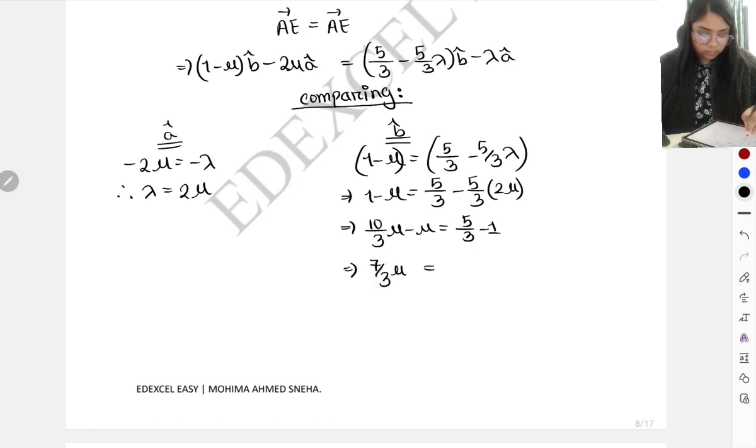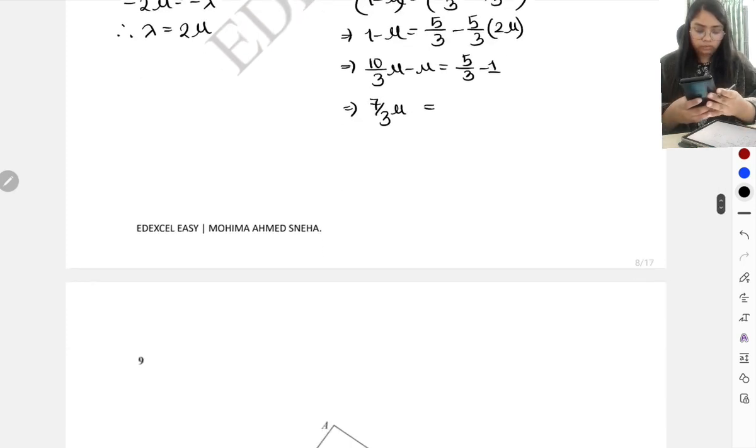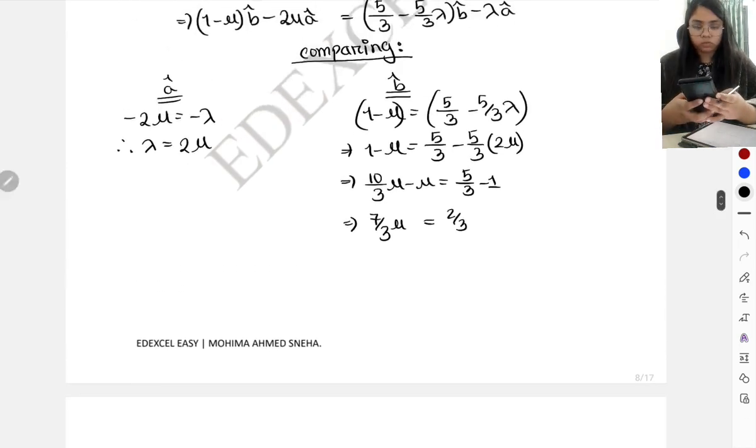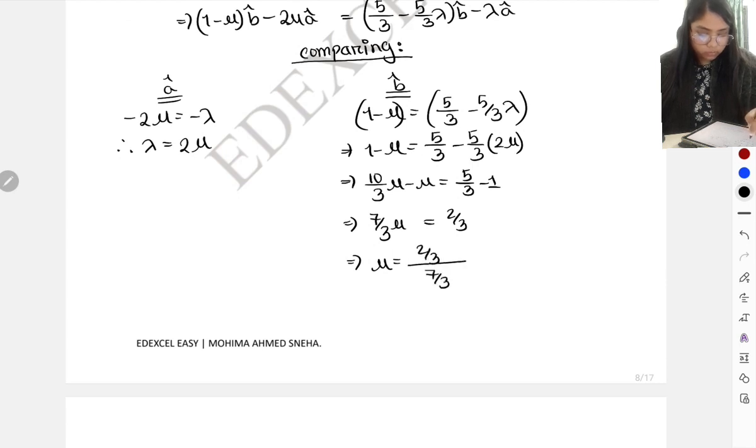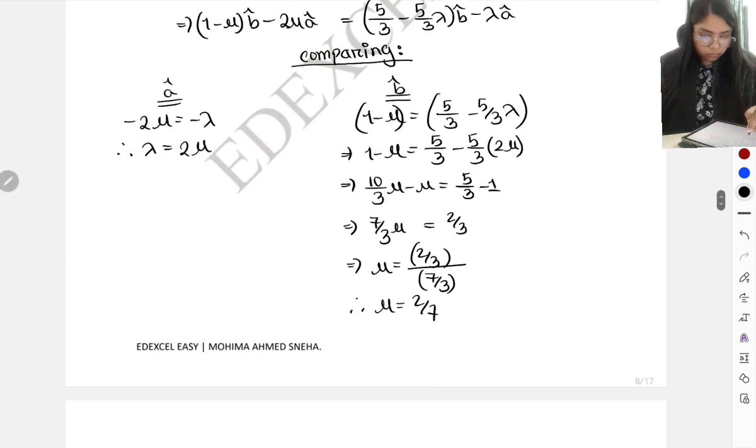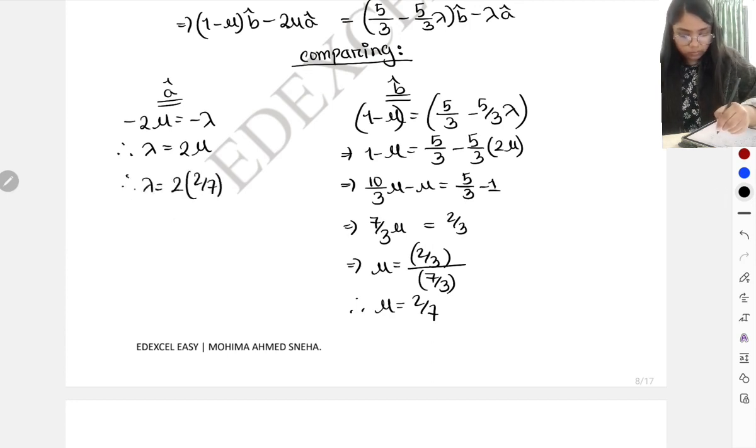mu, and this is 5 by 3 minus 1, which is 2 by 3. Finally, you can write mu is equal to 2 by 3 over 7 by 3, and write this exactly on a calculator like this: 2 by 3 divided by 7 by 3, which is going to be 2 by 7. So for mu, the value is 2 by 7, and you can use this to find out the value for lambda, which is going to be 2 times 2 by 7, that is finally 4 by 7. So in that case, lambda is 4 by 7 and mu is 2 by 7.